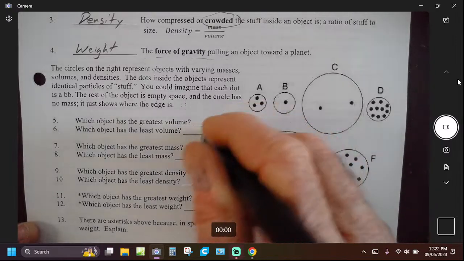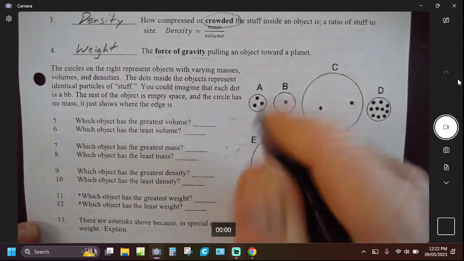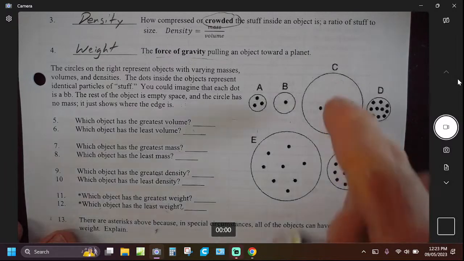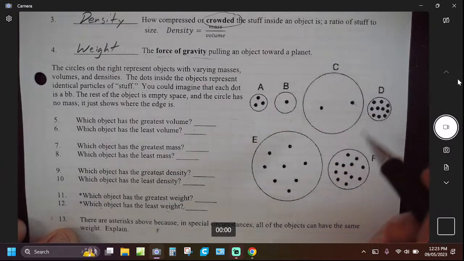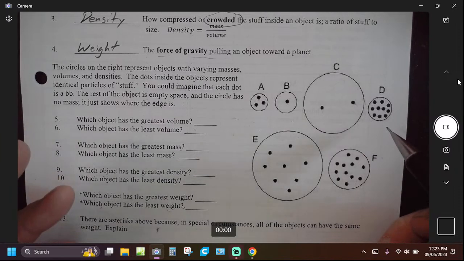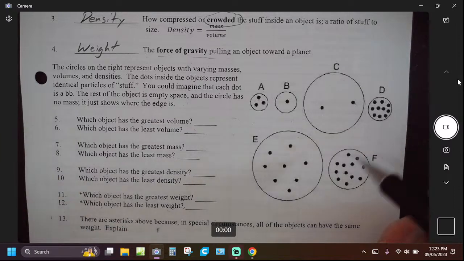But the word I'm looking for is a vacuum. So a vacuum means nothingness. So this is all a vacuum, nothingness. All the stuff is right there. So you can see some are bigger, some are littler, some have more stuff, some have less stuff.